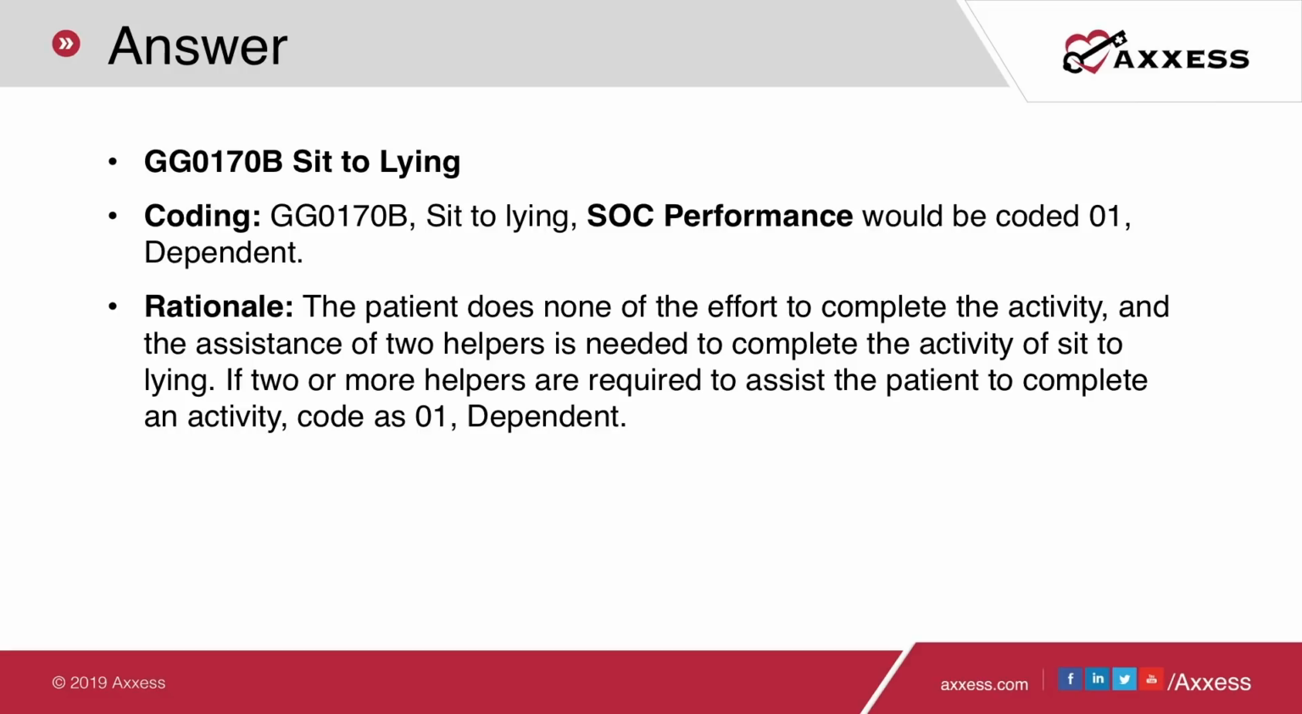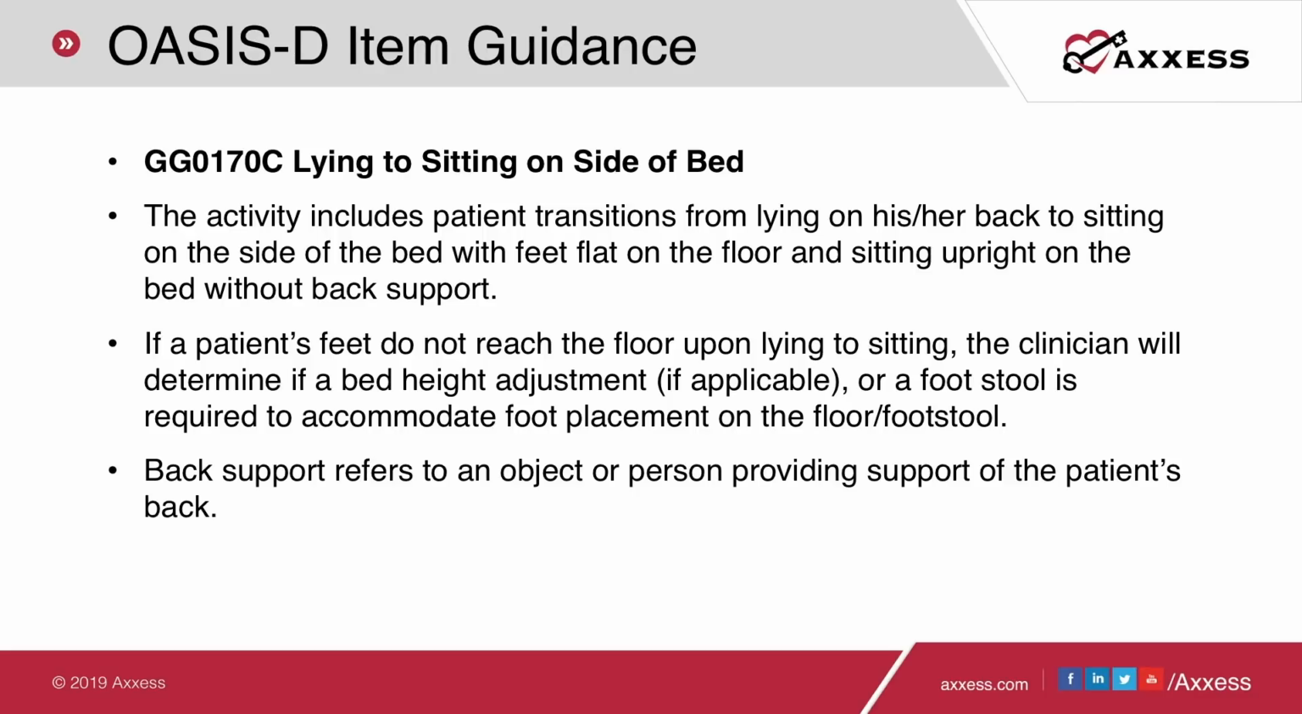That would be a 1 dependent because the patient does none of the effort to complete the activity and the assistance of two helpers is needed to complete the activity of sit to lying. If two or more helpers are required, then it's coded as a 1 dependent. All right, let's look at the next row, GG0170C. This is lying to sitting on side of the bed.